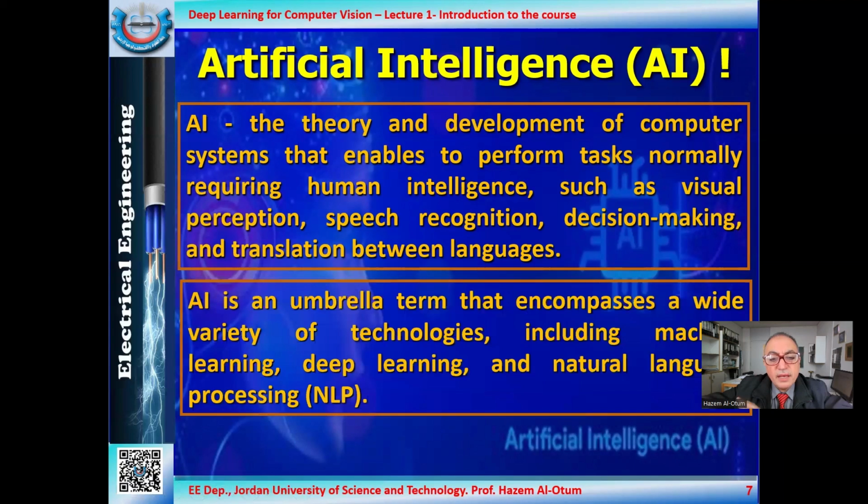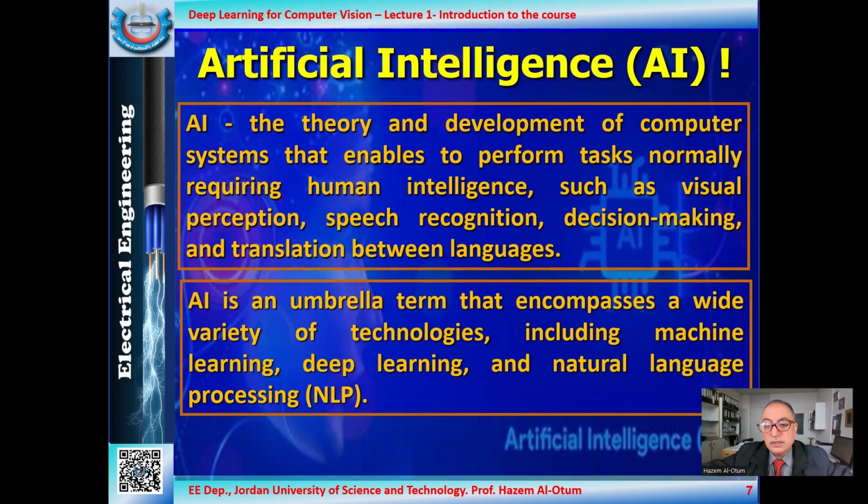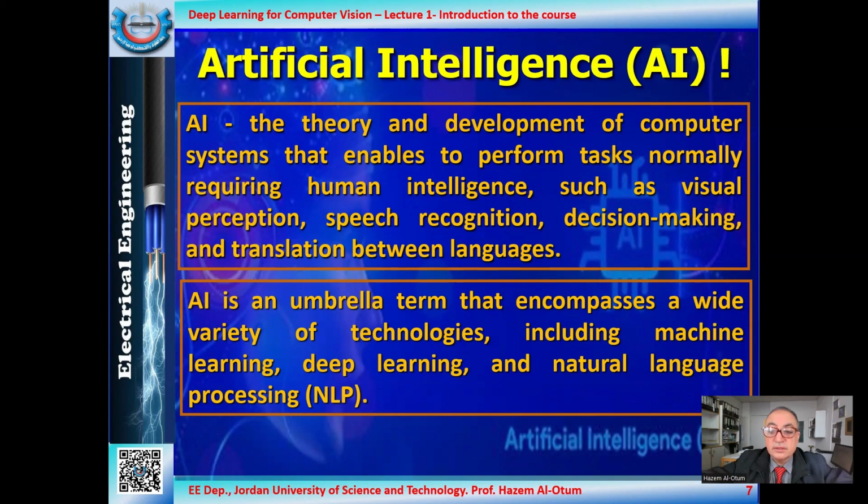Now, AI is the big umbrella that includes a wide range of applications and technologies, including machine learning, deep learning, natural language processing, also NLP. So, in general, we can say that AI is a very big, wide umbrella that includes almost all the other applications in this field.